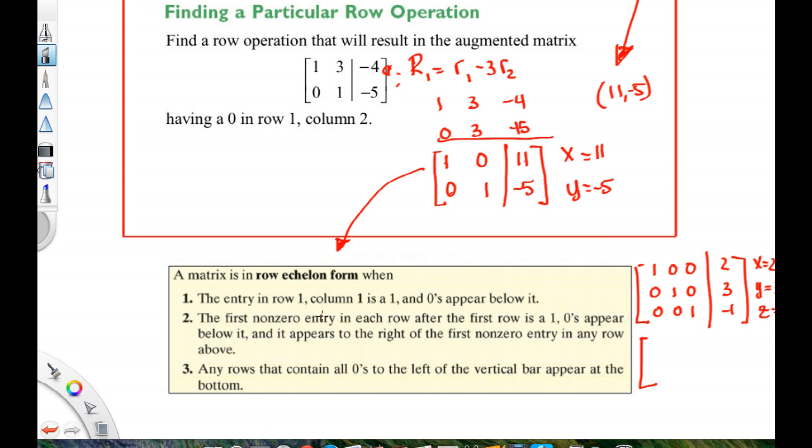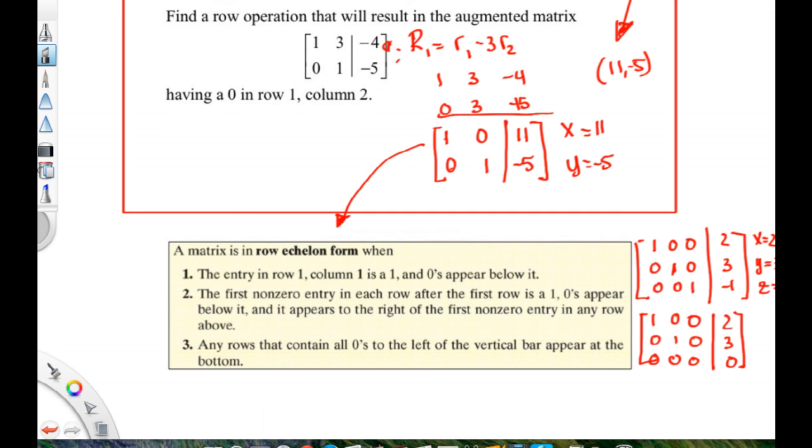So it says the first non-zero entry in each row after the first row is a 1. Zeros appear below it, and it appears to the right of the first non-zero entry in the row above. So that's sort of the pattern over here. So if you have a 1 here, then this needs to be 0 and 0 and 0. So there's a 0 below this one, and then you can get a 1 here and then the 0. It says any rows that contain all zeros to the left of the vertical bar, so that means these, appear at the bottom. So this is also okay if I had something that looks like this. And then, let's say it said 2, 3, and 0.